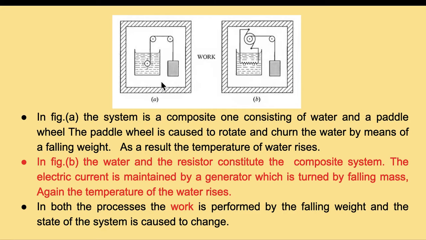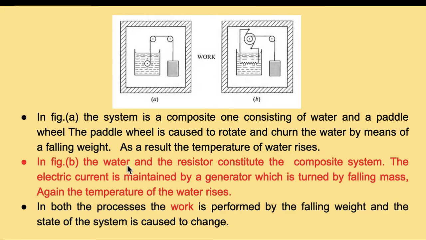Paddle wheel means it is similar to what we use in our agriculture fields. You might have seen such pictures. So when that paddle wheel is rotating, it can make some fluctuations in the liquid, which means that it can churn the water. It is continuously agitating, or continuously performing work on it. So the paddle wheel is caused to rotate and churn the water by means of a falling weight. As a result, the temperature of water rises.